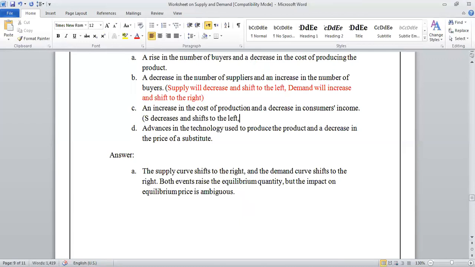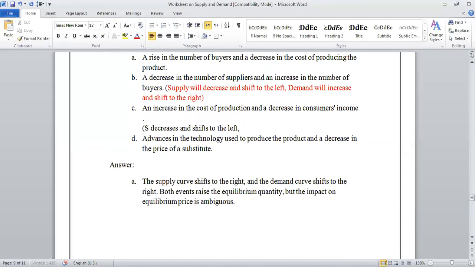And at the same time, you have a decrease in the consumer income. Income decreases. Let's assume my good is a normal good. When income decreases, what happens when you have a normal good? Demand shifts where? Decreases and shifts to the left. Show this on your graph.